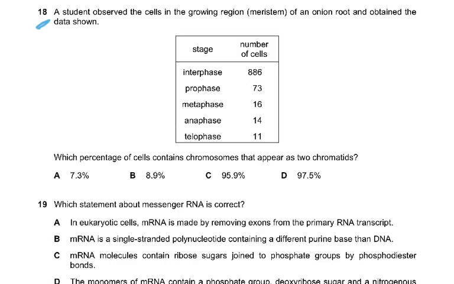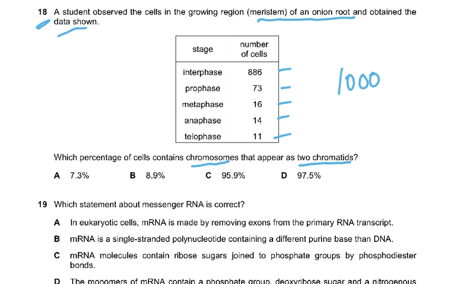Question number 18. A student observed the cells in the growing region of an onion root and obtained the data shown. Interphase 886, prophase 73, metaphase 16, anaphase 14, and telophase 11. Now it says which percentage of cells contain chromosomes that appear as two chromatids. Now this whole thing is about 1000. Total is 1000.